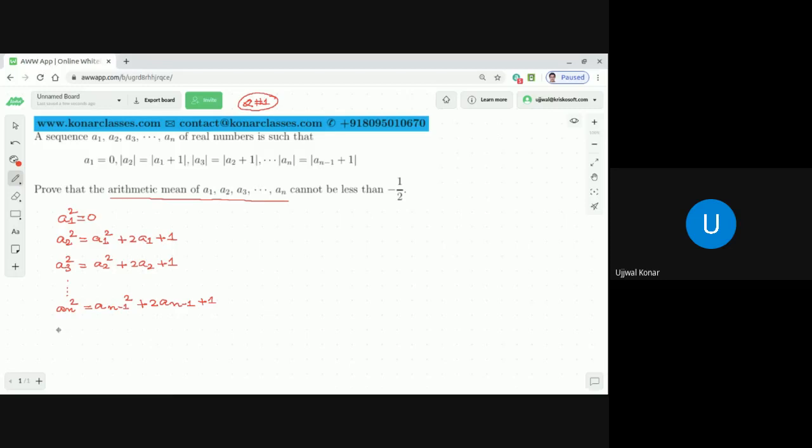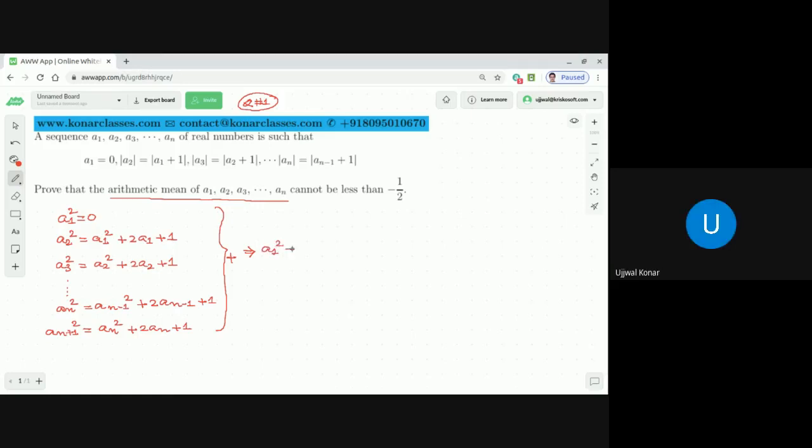So if we do one thing, a n plus 1 whole square, where n plus 1 is a subscript, that will be equal to a n square plus 2 into a n plus 1. Correct, dear students? Now what I'm going to do is add all these terms. If I add all these terms, then on the left hand side I'm going to get a1 square plus a2 square plus a3 square up to an square plus a n minus 1 square.